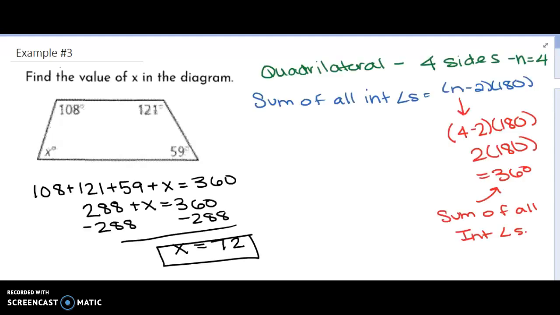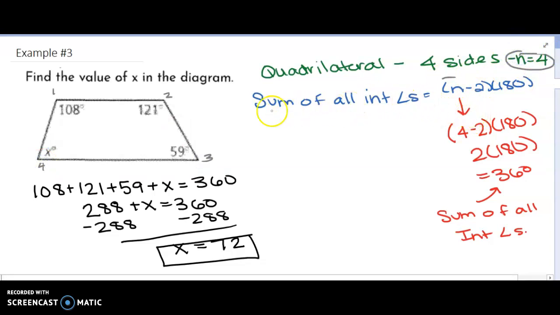All right, so hopefully you've gone through and at least attempted this on your own. But I'm going to walk you through my thought process and how I got to the final answer. I look at this figure, and I know this has 1, 2, 3, 4 sides, so it's a quadrilateral. It has 4 sides, so I know my n is 4.